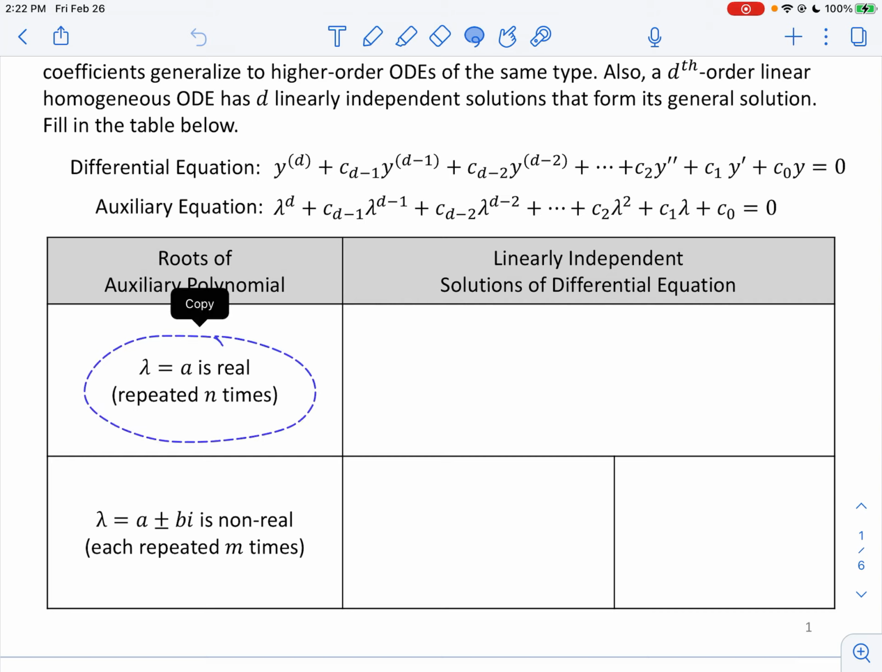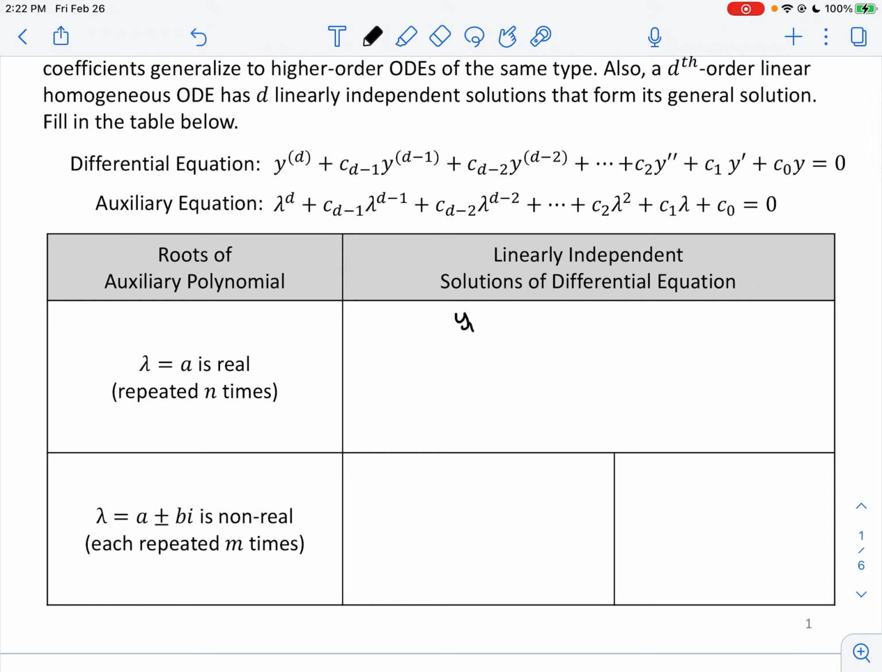Okay, let's do this first one. Let's suppose you have lambda equal to a is a real root of the polynomial, and let's suppose it's repeated n times. So we're going to be able to create n linearly independent solutions to the differential equation from this one real root. And the first one will be, we'll use subscripts to keep track of them, y1 is equal to just e to the at. The second one will be multiply by t, so t times e raised to the at.